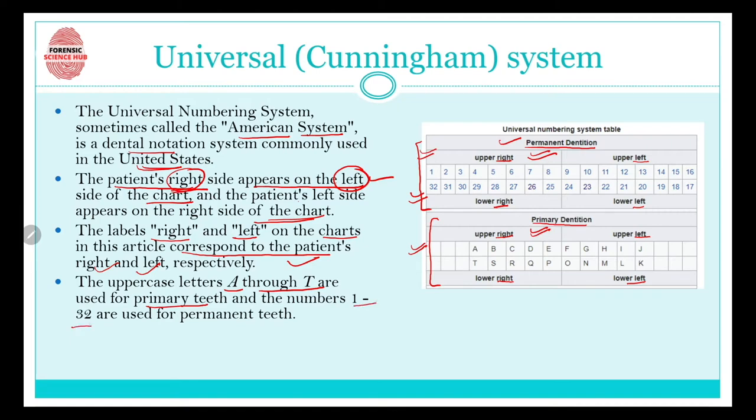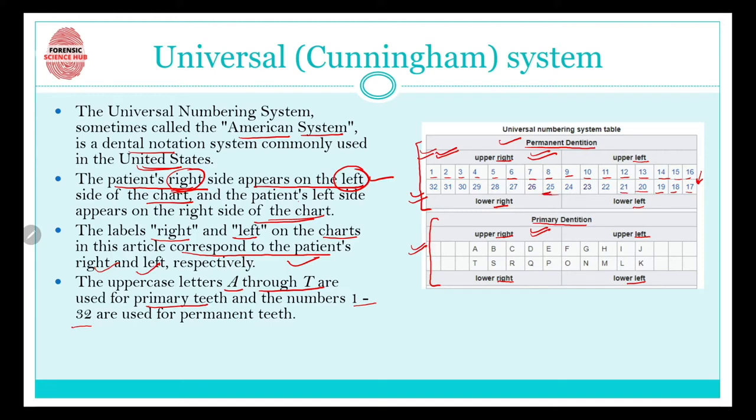And how does it start? The numbering starts from the upper left corner. It goes like this: 1, 2, 3, 4, 5, 6, 7, 8. This is the first quadrant, it is finished. Then the second quadrant starts 9, 10, 11, 12, 13, 14, 15, 16. And after that we move downwards 17, 18, 19, 20, 21.